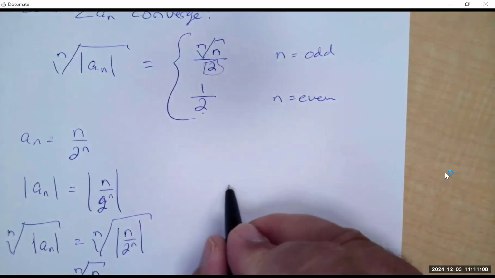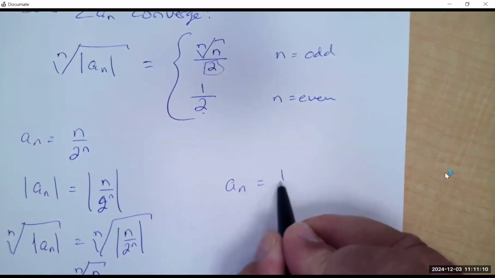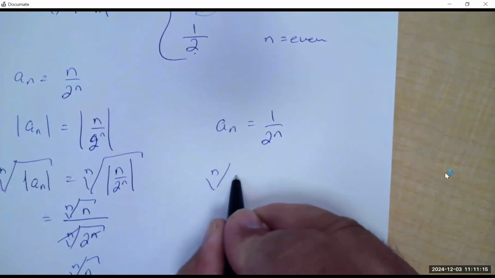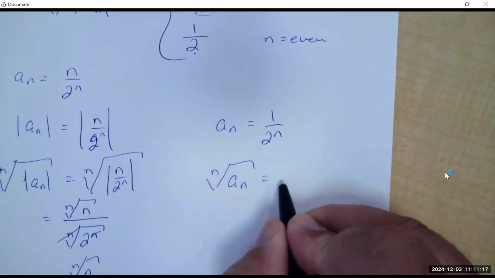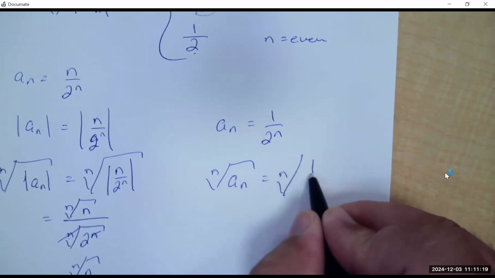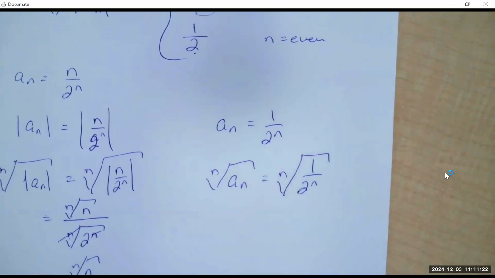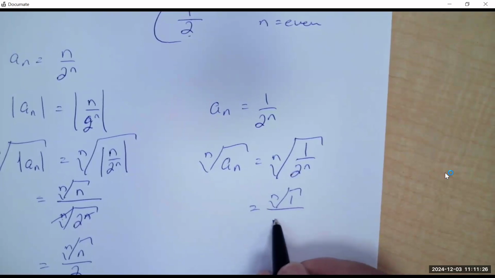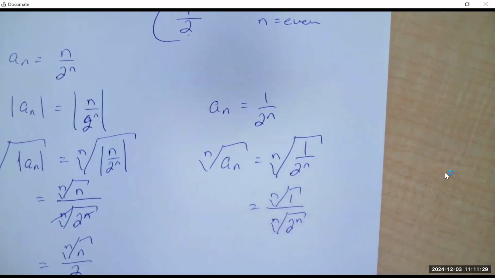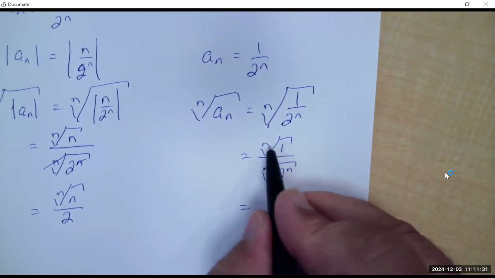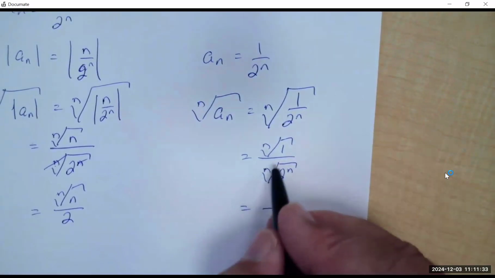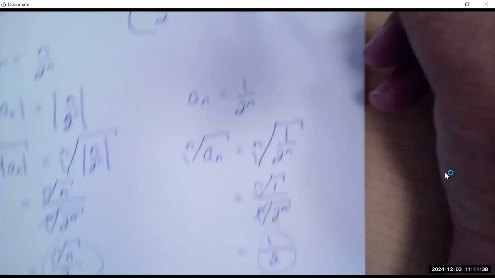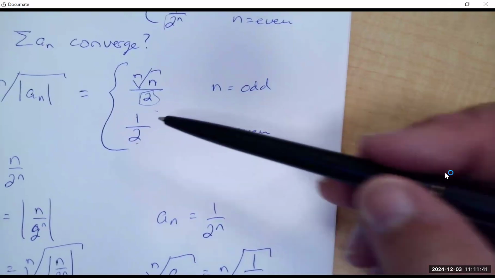Let's look at the second one. A sub n equals 1 over 2^n. If we take the nth root of both sides, the nth root of 1 over the nth root of 2 to the power n. The nth root of 1 is 1. The root and the exponent cancel, so we get 1/2. That's why we went from here to here when we took the absolute value and the nth root of it.